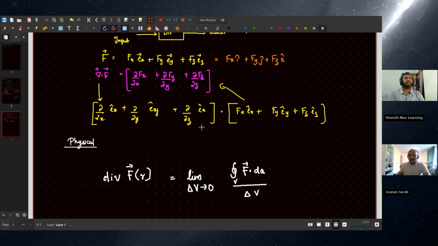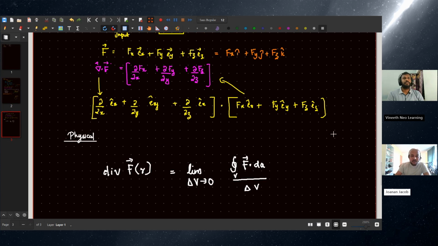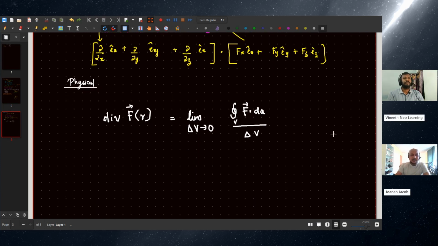Now, from your bachelor's, most of you might know what this means. It's a closed loop integral, a Gauss-law type integral. So it's actually, suppose you have an infinitesimally small volume.